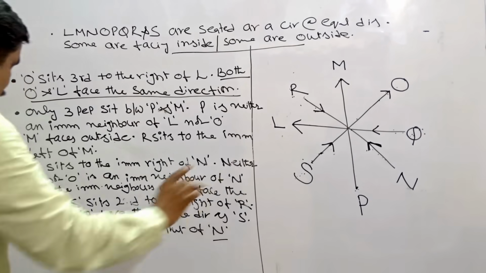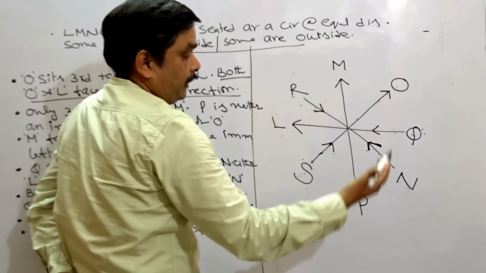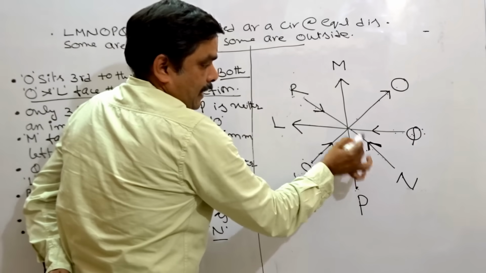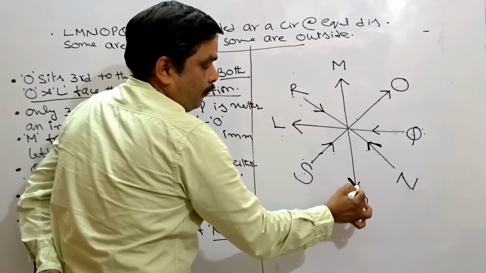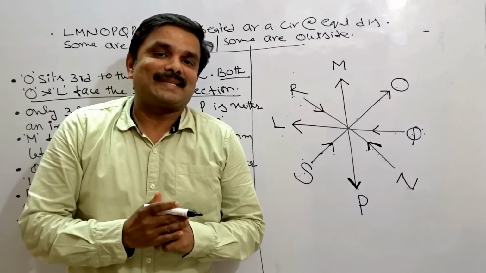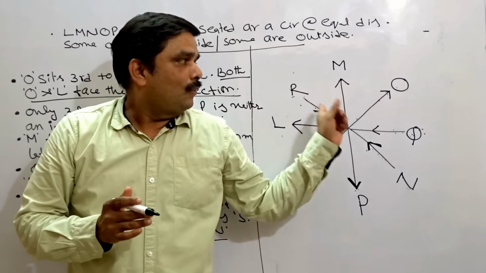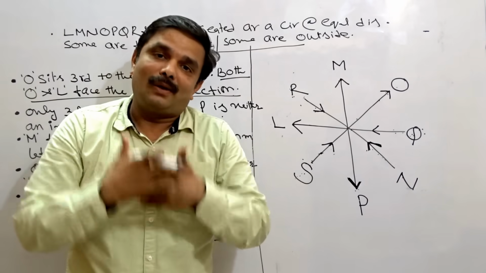Now the final information they have given: P faces the direction opposite to that of N. This is how we need to go for the question, right? Students, hope you understood this one. I'm going to give you many questions based on this type of logic, right?